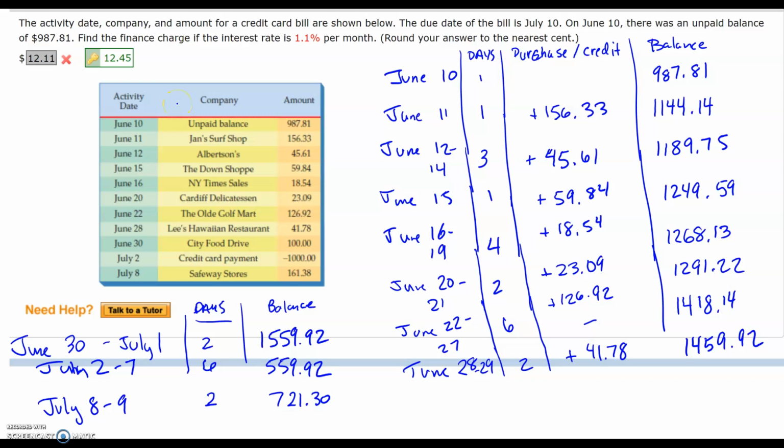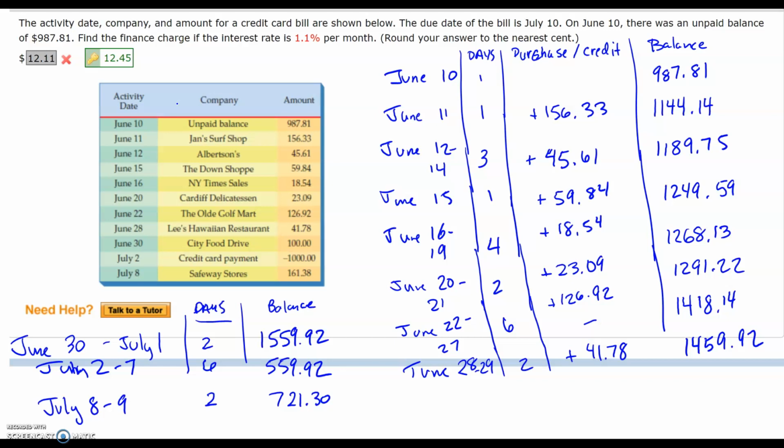Hope everybody's doing okay. This section is section 11.3, and this problem here has been giving some students some trouble, so I thought I would try to help you sort it out. These problems take quite a bit of time. So here we have this activity date chart and the company and the amount. Let's go ahead and just jump in.